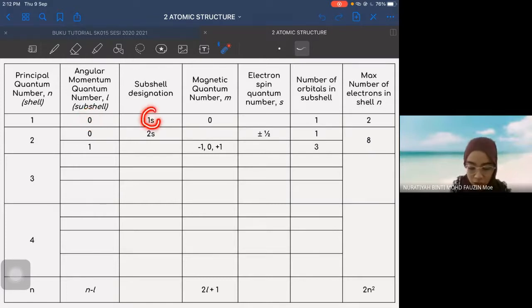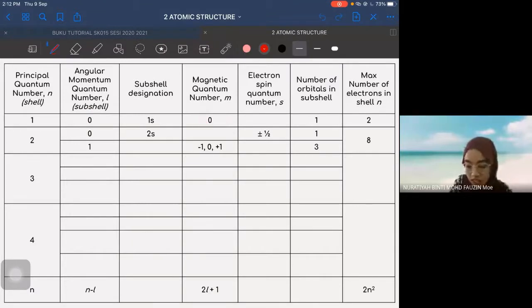So your subshell will be 1s, mana awak dapat 1s, 1 is from your principal quantum number, s will be from your L equals to 0. So when L is equals to 0, that means you have S shape orbital, this spherical shape. So that's why you get 1s. For M, your magnetic quantum number, that tells you how many orientations you have. If you have one value, that means you only have one orientation. So itu adalah 0. This one depends on your L. Kalau ada 0 je, that means 0 je lah.